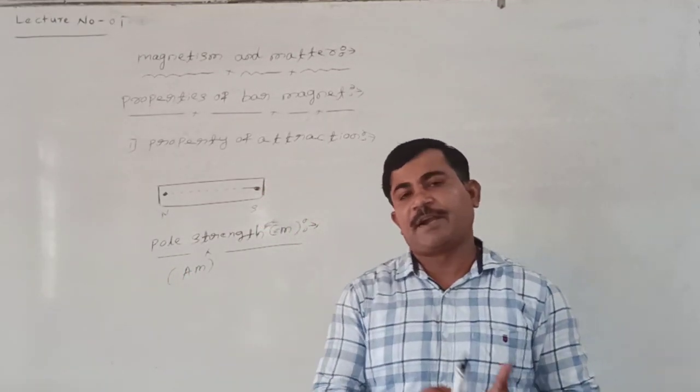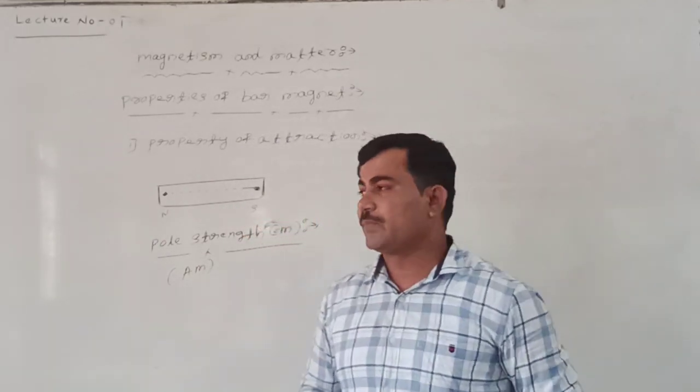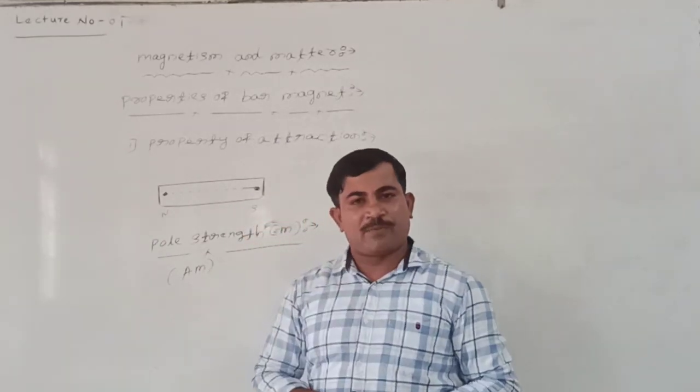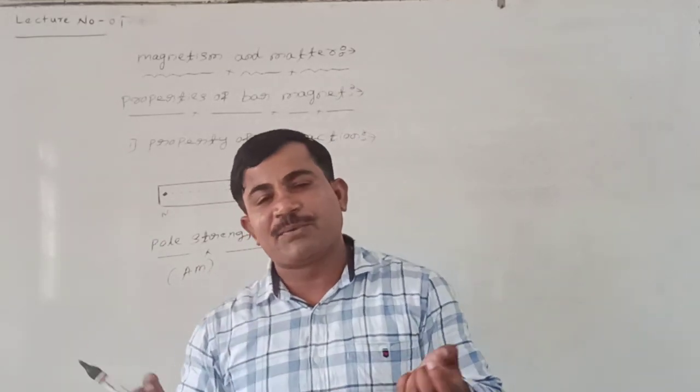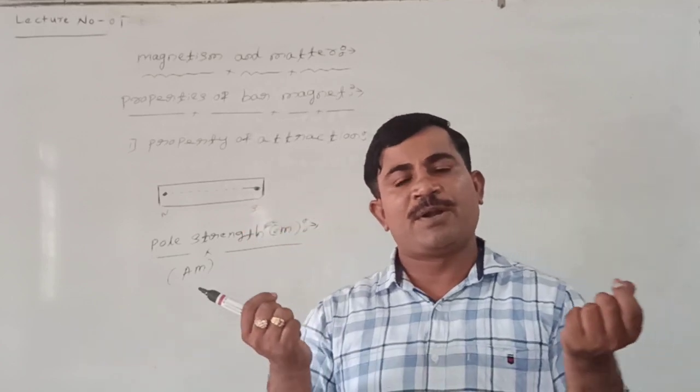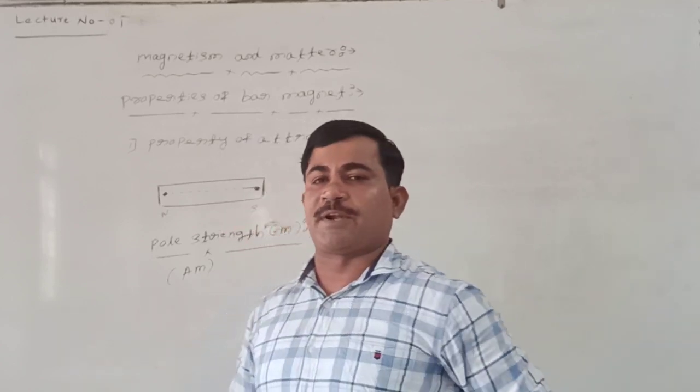How is it measured? It is measured in terms of ampere meter. Simply, property of attraction means what? The ability of the magnet to attract the small pieces of iron, nickel, cobalt, that we are calling property of attraction.